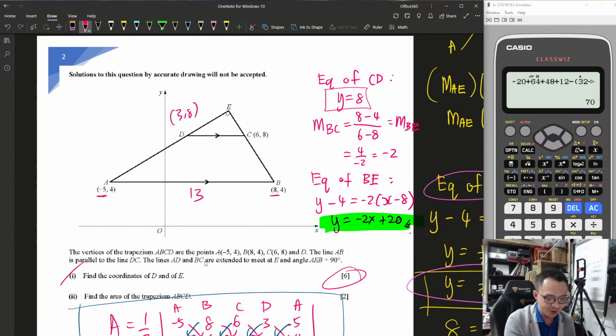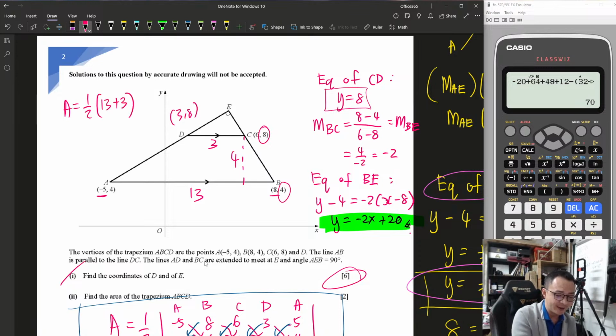So here 3 to 6 is 3 units. The perpendicular height is from 4 to 8, which is 4 units. So if I use the trapezium formula, half times (A plus B), 13 plus 3, multiplied by height 4, this is 16 divided by 2 is 8, and 8 times 4 is 32.